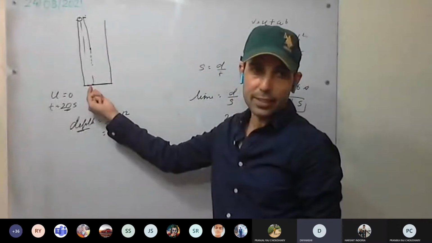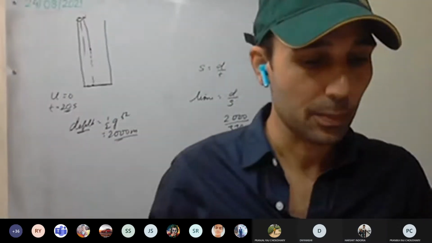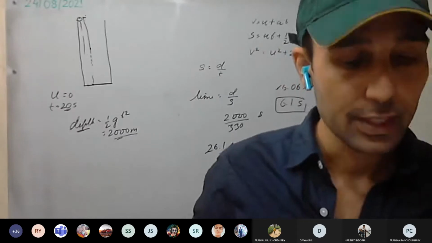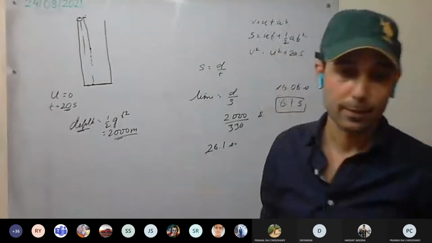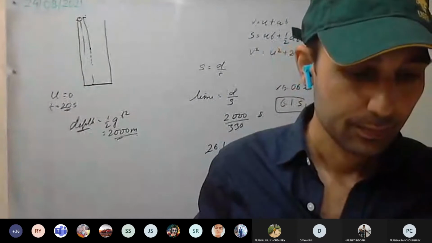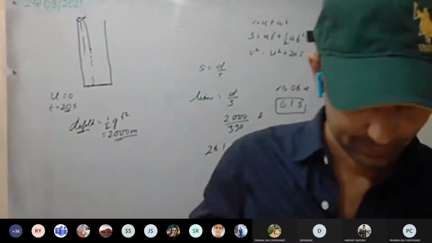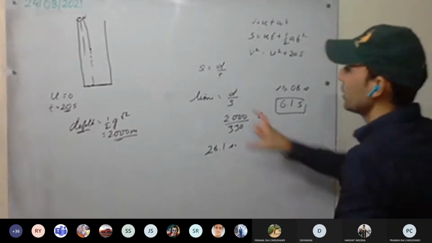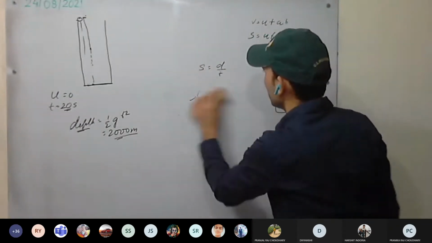So after 20 seconds, the sound will get generated. So we have to take the time from the moment the pebble is dropped. The question is asking that one. Therefore, 26.1 seconds. Please try the 20th now. You can divide that question in parts. Try that one.